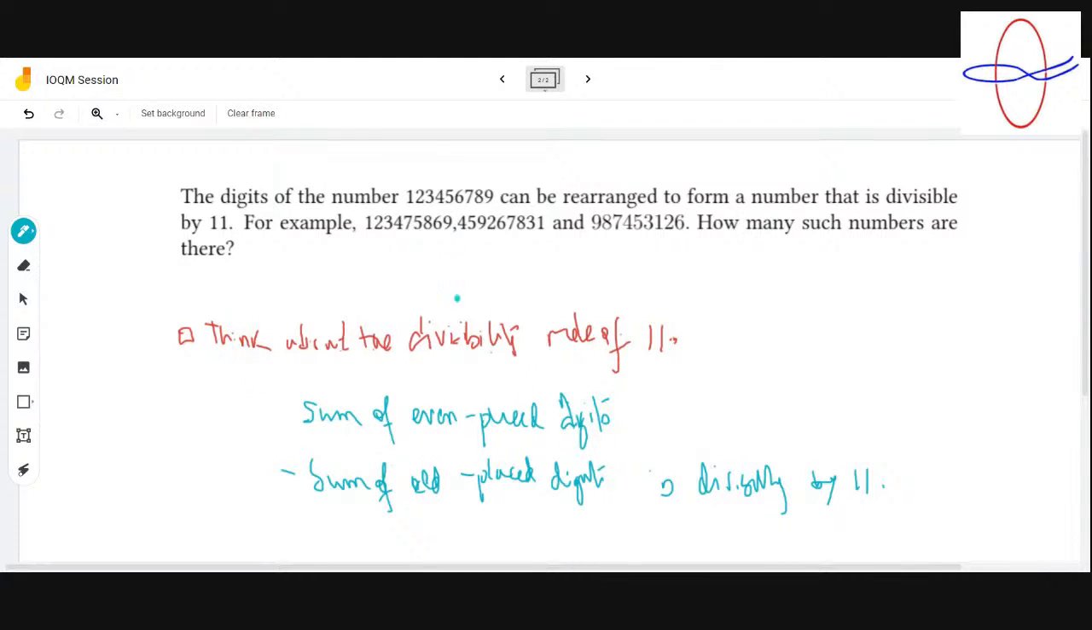So try to think about this and try to understand what we can do over here. How can we rearrange this? Okay, so how many ways can we rearrange this? Think about this.